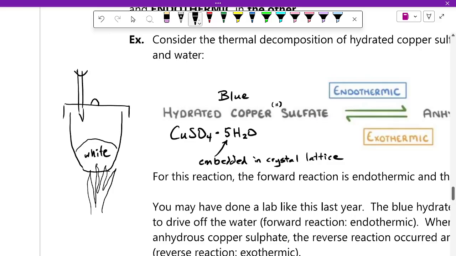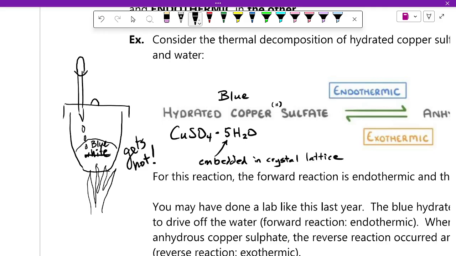Now, after the experiment, what we did is we took an eyedropper, and we put some water back in. Anyone remember what happened? I do not remember. No, we didn't do this. Okay, it turned blue. It turns back to blue, and it gets hot. So it turns blue and it gets hot. And that's because, why does it get hot? Because that is an exothermic process.